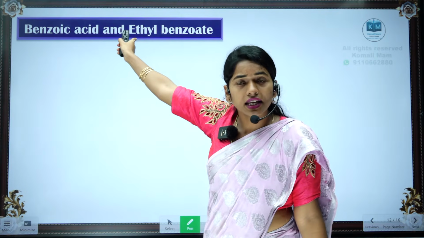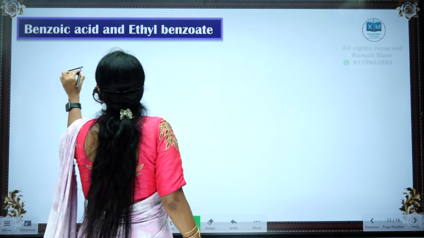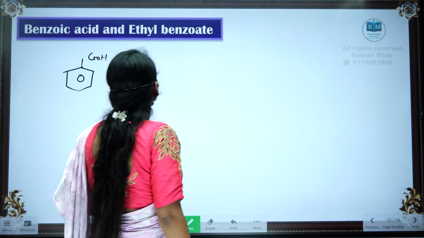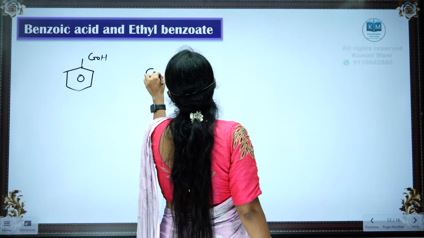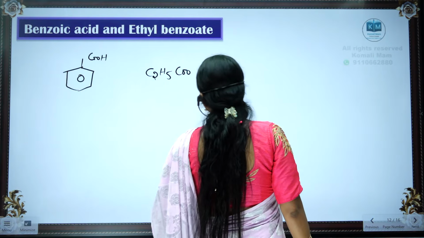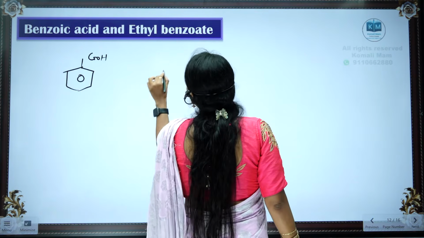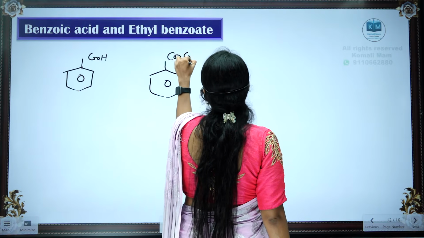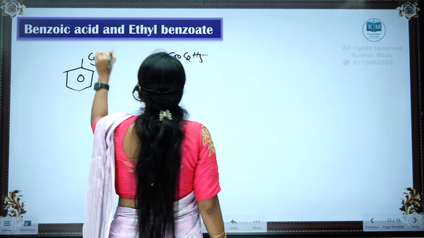Benzoic acid and ethyl benzoate. Benzoic acid, what is the structure, students? This is a benzene ring, this is a COOH, benzoic acid. And what is ethyl benzoate? Benzene ring, then COOC2H5. So here a COOH group is there.